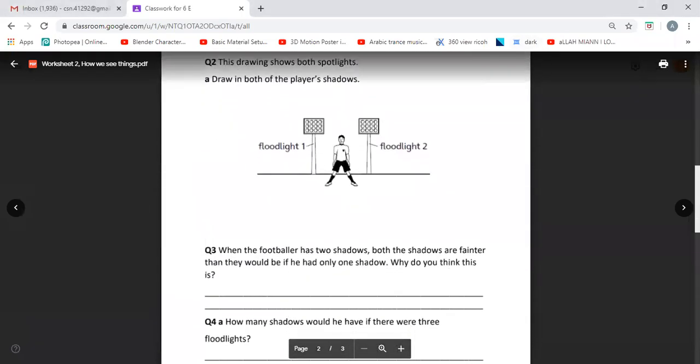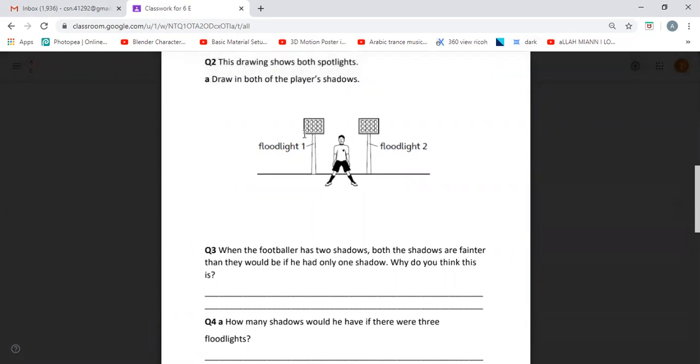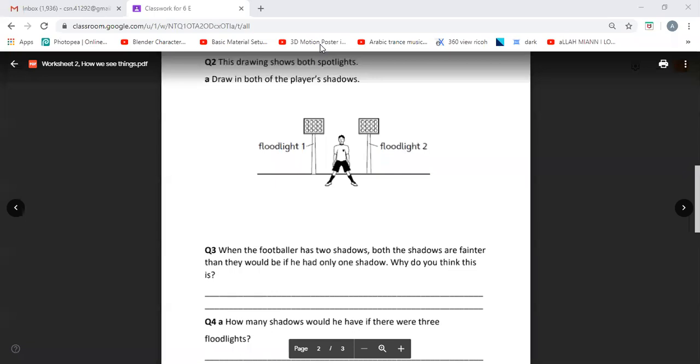Now this drawing shows both spotlights. Draw in both of the players' shadows. So now here you have to draw the shadow. First, for a while, just ignore this part and focus on this one, right? So it becomes easier. If you just have this light source and the person is over here, then the shadow is going to form over here, right? And then some person like this. Okay, so the hands are like this. And then you have something like this. Sorry for the drawing. So the other shadow will be like this.